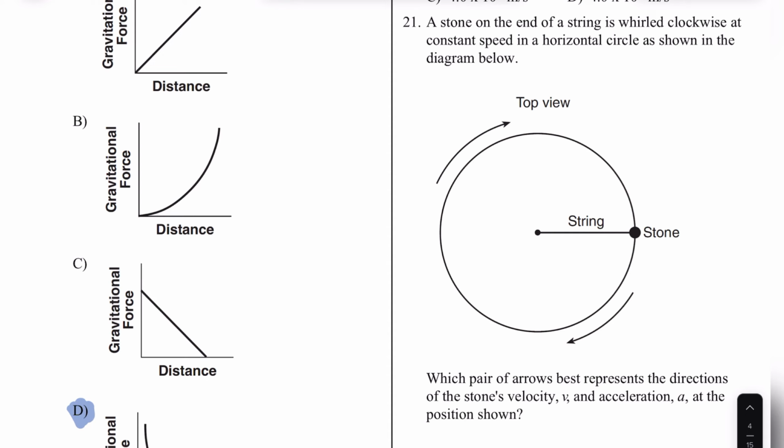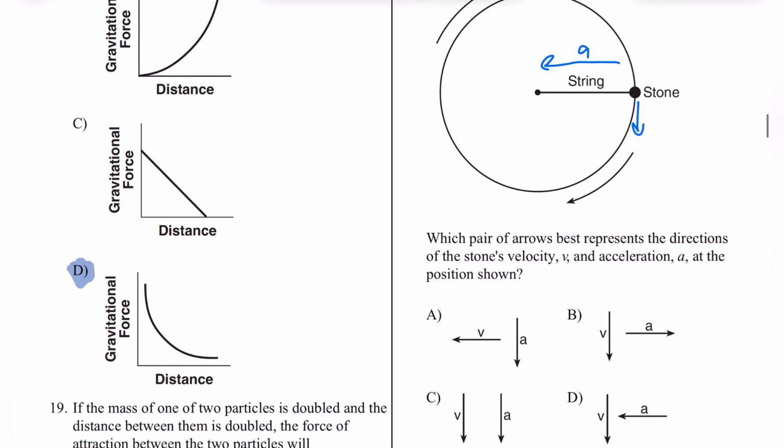21. A stone on the end of a string is whirled clockwise at constant speed in a horizontal circle as shown in the diagram below. Which pair of arrows best represents the directions of the stone's velocity, v, and acceleration, a, at the position shown? So, remember that centripetal acceleration is always pointing towards the center. So it's going to be like this. It's pointing towards the center. And the velocity is always tangent to however the object's moving. So this object here is moving clockwise. So the stone will be going down like this. So our answer is going to be D.